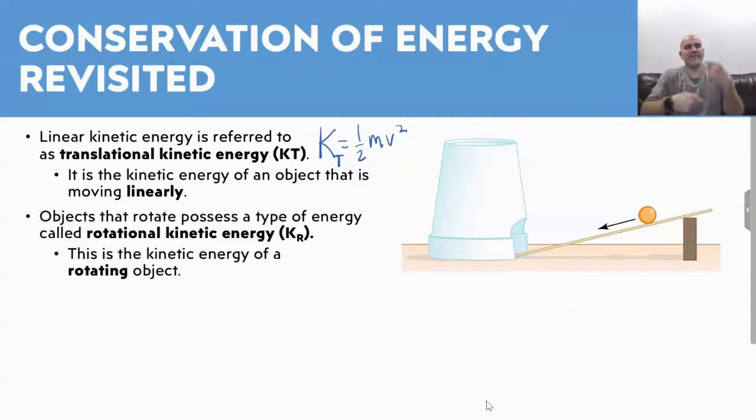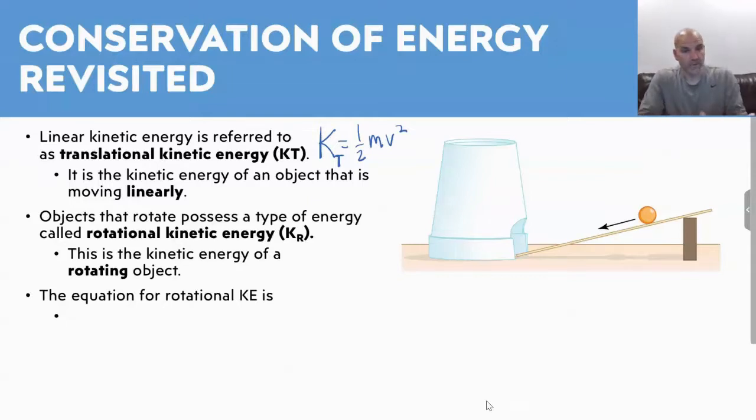Now, when objects roll, in addition to having that linear aspect, they're going to have that rotational aspect. And so now objects that rotate are going to possess a rotational kinetic energy, or K sub r. Okay, the equation for rotational kinetic energy, right? So K sub r. Well, if we look at our translational kinetic energy equation, what's the rotational equivalent of mass? Well, it's moment of inertia, right? What's the rotational equivalent of speed? Well, it's angular speed, right? And so our kinetic energy equation is 1/2 I omega squared.